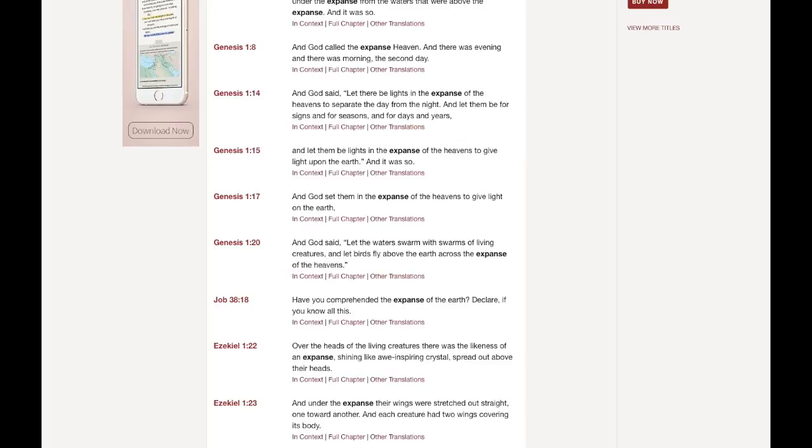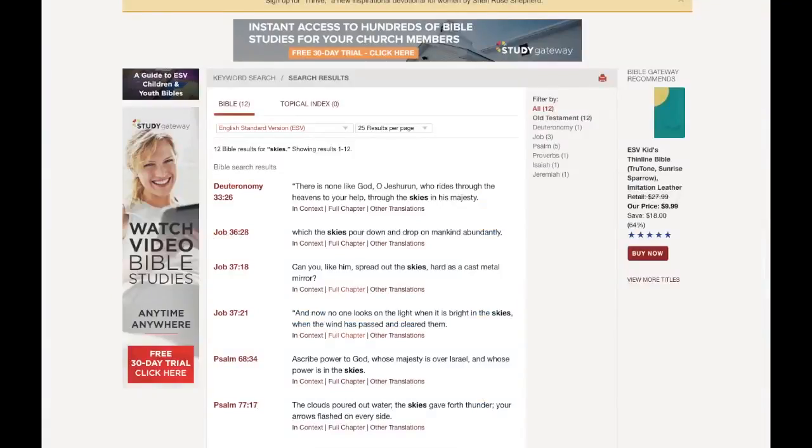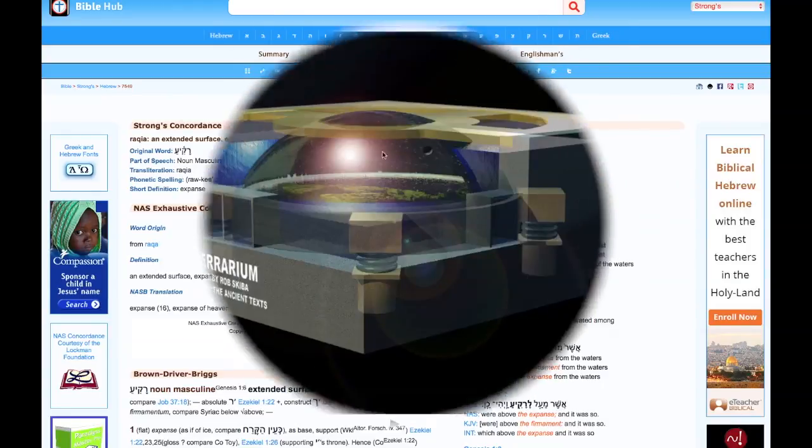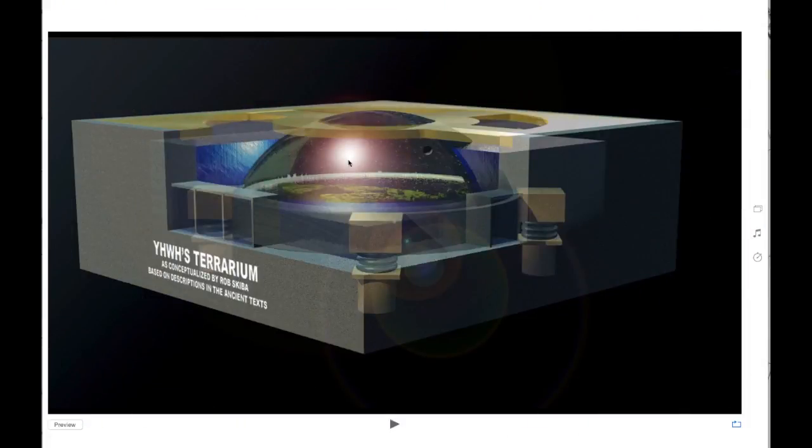So there's no proof of a solid barrier between the air and the heavens, because the Bible does not say that. It just doesn't say it. So this almost looks like a bubble, doesn't it? This one here.